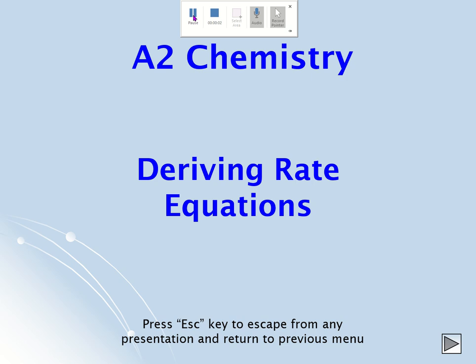Okay, so now we're going to actually look at deriving these rate equations. We've talked about a lot of theory in this topic so far, and hopefully this video will help us tie everything together. We're actually going to start dealing with numbers, seeing how we work out the orders with respect to our reactants that we looked at in the last video. Hopefully the light bulb will start to come on.